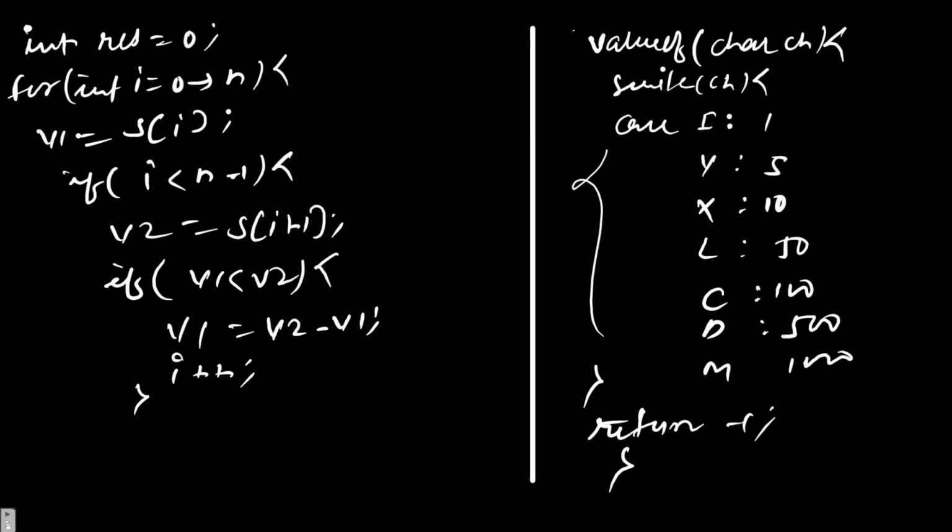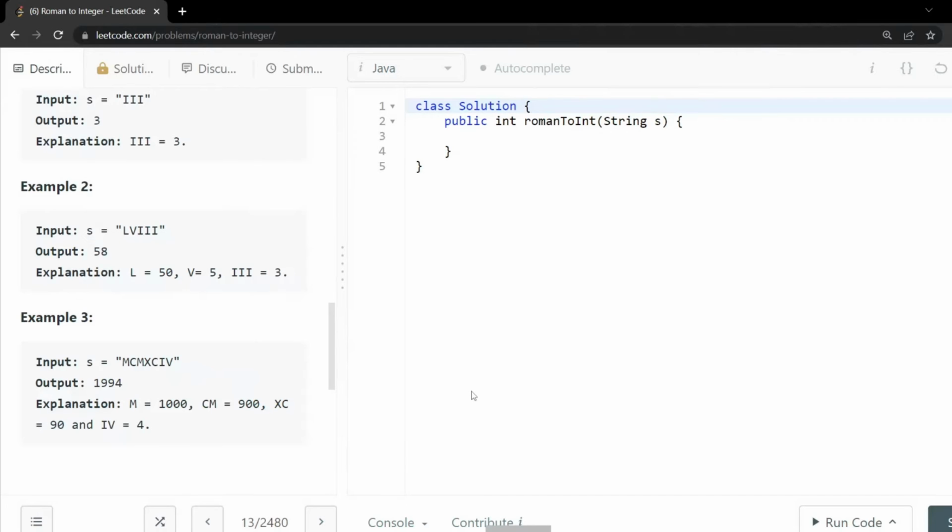Okay, now get out of this if, and we have to add this value to our current result, and after iterating all the characters we have to return our result. So this is the code that we have to write in our compiler. So let's go to the compiler and write the code for the same.